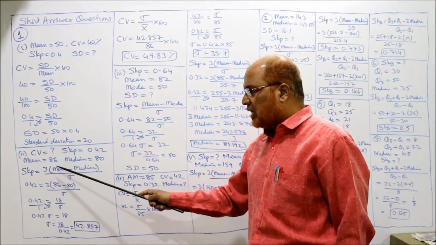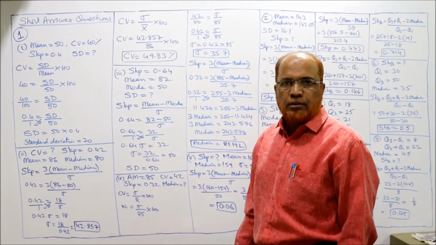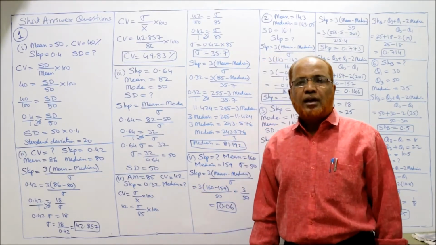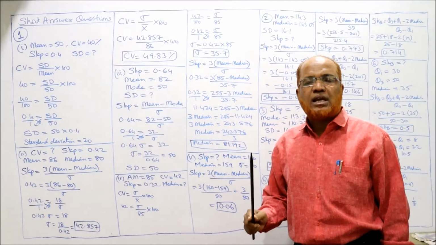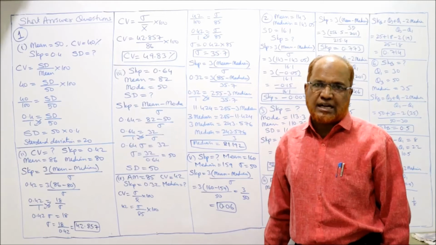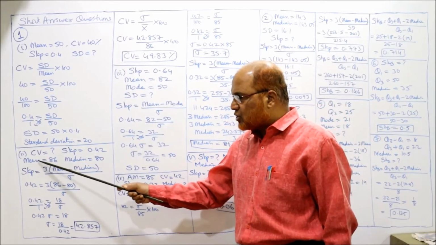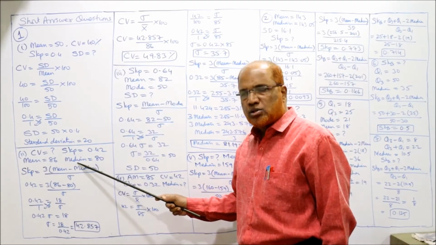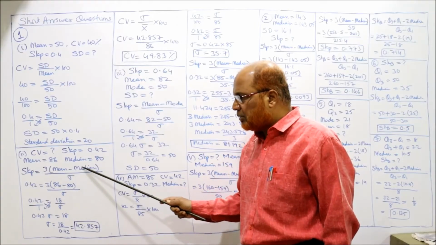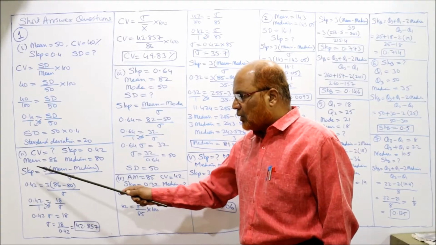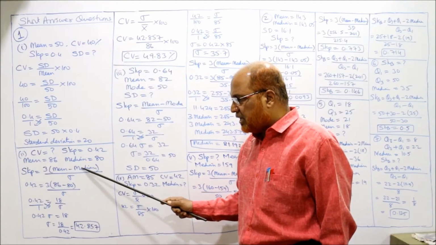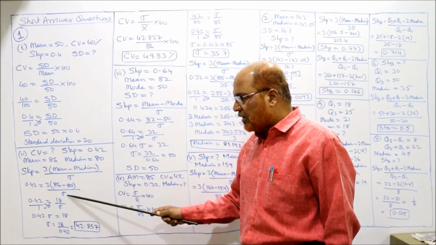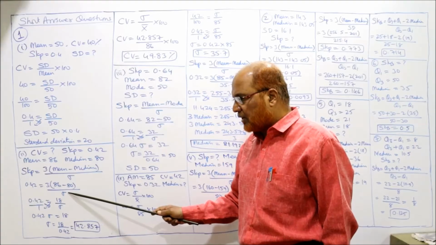SKP is equal to 3 into mean minus median. SKP has two formulas. One, mean minus mode by standard deviation. Another formula, SKP is 3 into mean minus median divided by standard deviation. So here we have the information about mean and median. That's why we are using the formula 3 into mean minus median by sigma. So SKP is given 0.42, mean is 86, median is 80. We don't have standard deviation, so we have to find out the standard deviation.